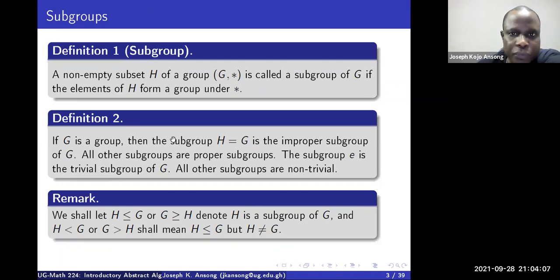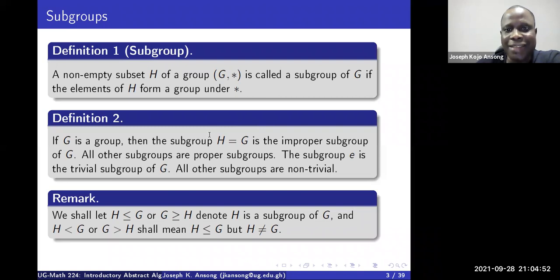So what is a subgroup? Well, if you have a non-empty subset H of a group G under this operation, then H is called a subgroup of G if the elements of H form a group under this operation. So for H to be a subgroup, H first has to be a subset of G. And if you take the elements of H, they must form a group under the same operation. This is important. You can't have different operations, one for the subgroup and the other for the group. They must use the same operation. Okay, so that is the definition of a subgroup.